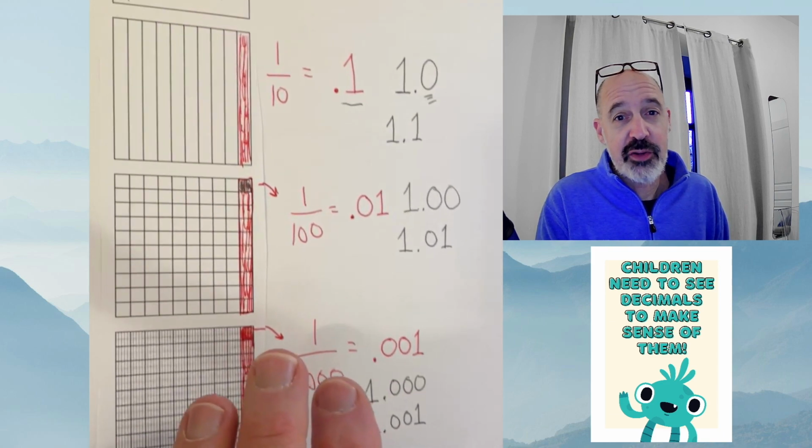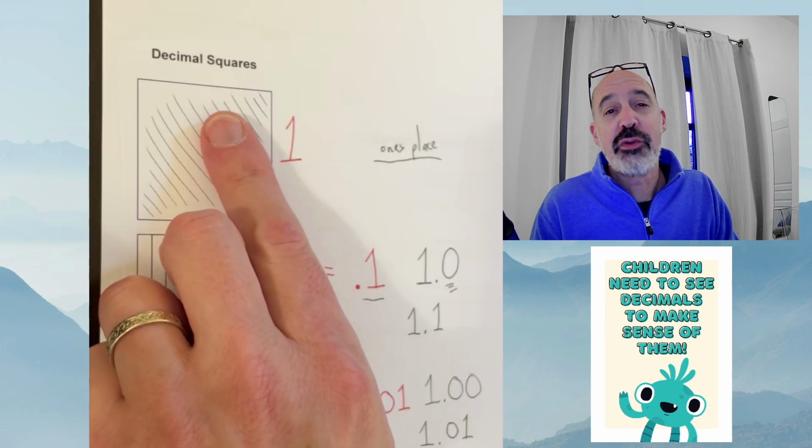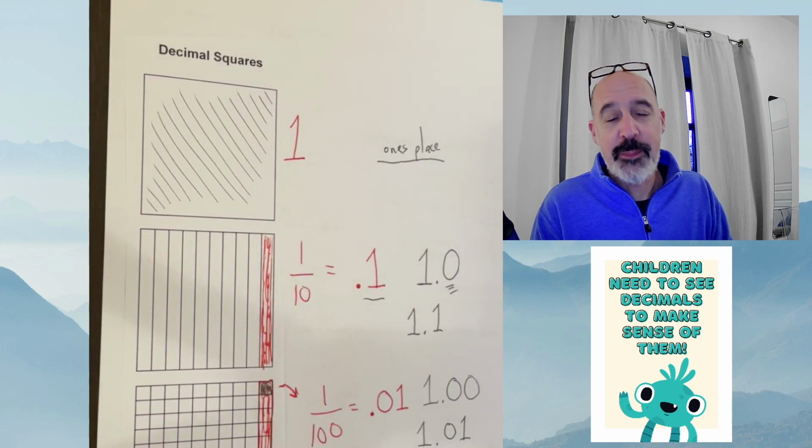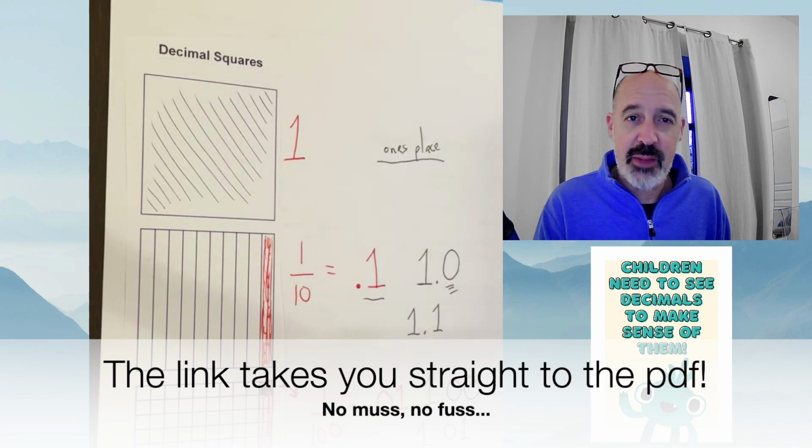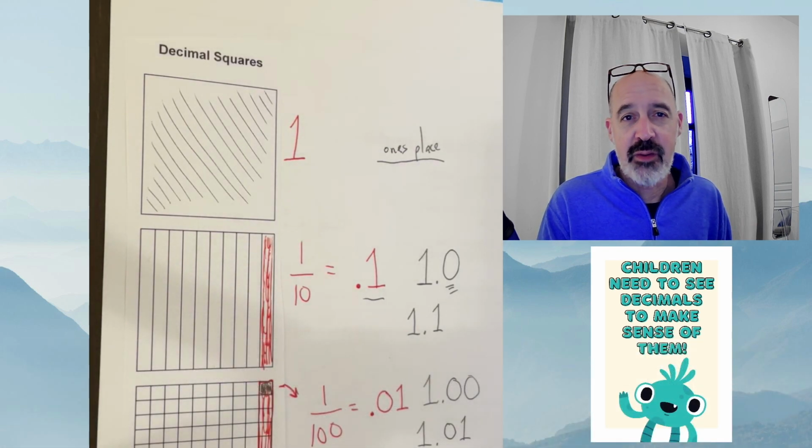And we're going to keep on using these decimal squares. And remember, there's a link in the description below for how to get these printouts so you can have your kids color them in, because the more they color and have fun with it, the more they'll retain the information.